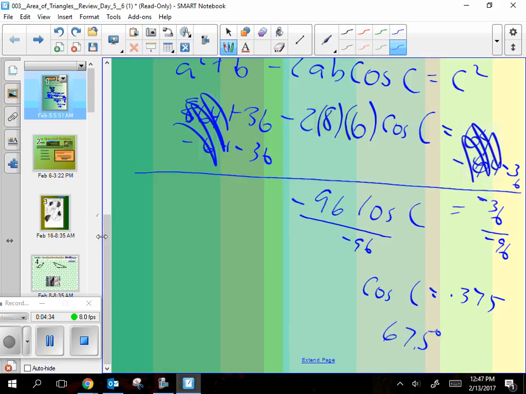Uh-oh. 67.9? I probably just misheard. 67.9. How many would agree with 67.9? Okay, good. So then, if it was off, it was probably just rounding.